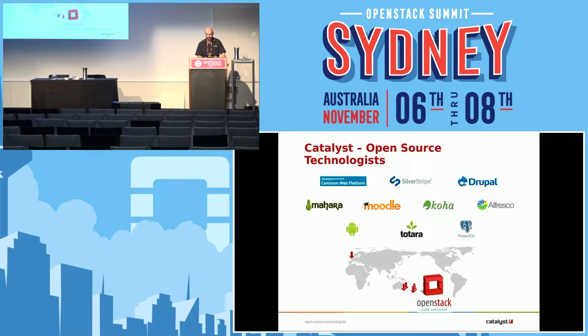So just a little bit about us. Catalyst IT, we run our own public cloud in New Zealand, but we're a global business, our own public OpenStack cloud, and we're all about open source technologies. Here's some of the tools we work with: Moodle, Mahara, Drupal, Alfresco, Linux, of course, OpenStack. We believe open source technologies give us the best tool set to solve the needs of our clients, and to build the products that allow us to grow.